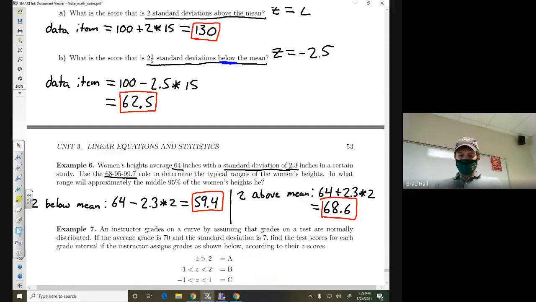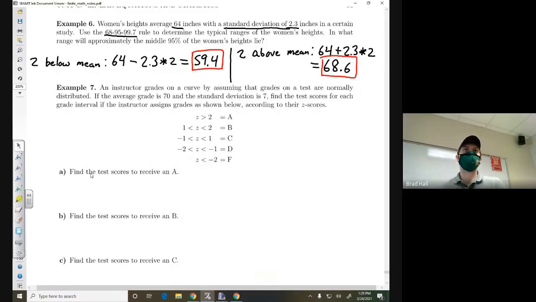So this means that, according to this example, women's heights are expected or will typically lie in between 59.4 inches to 68.6 inches. This would be the typical range. And this is based off of the center. So heights and weights of individuals, just in general, so this is biological, that's generally normally distributed. Does anyone have any questions about example 6 before we look at example 7?